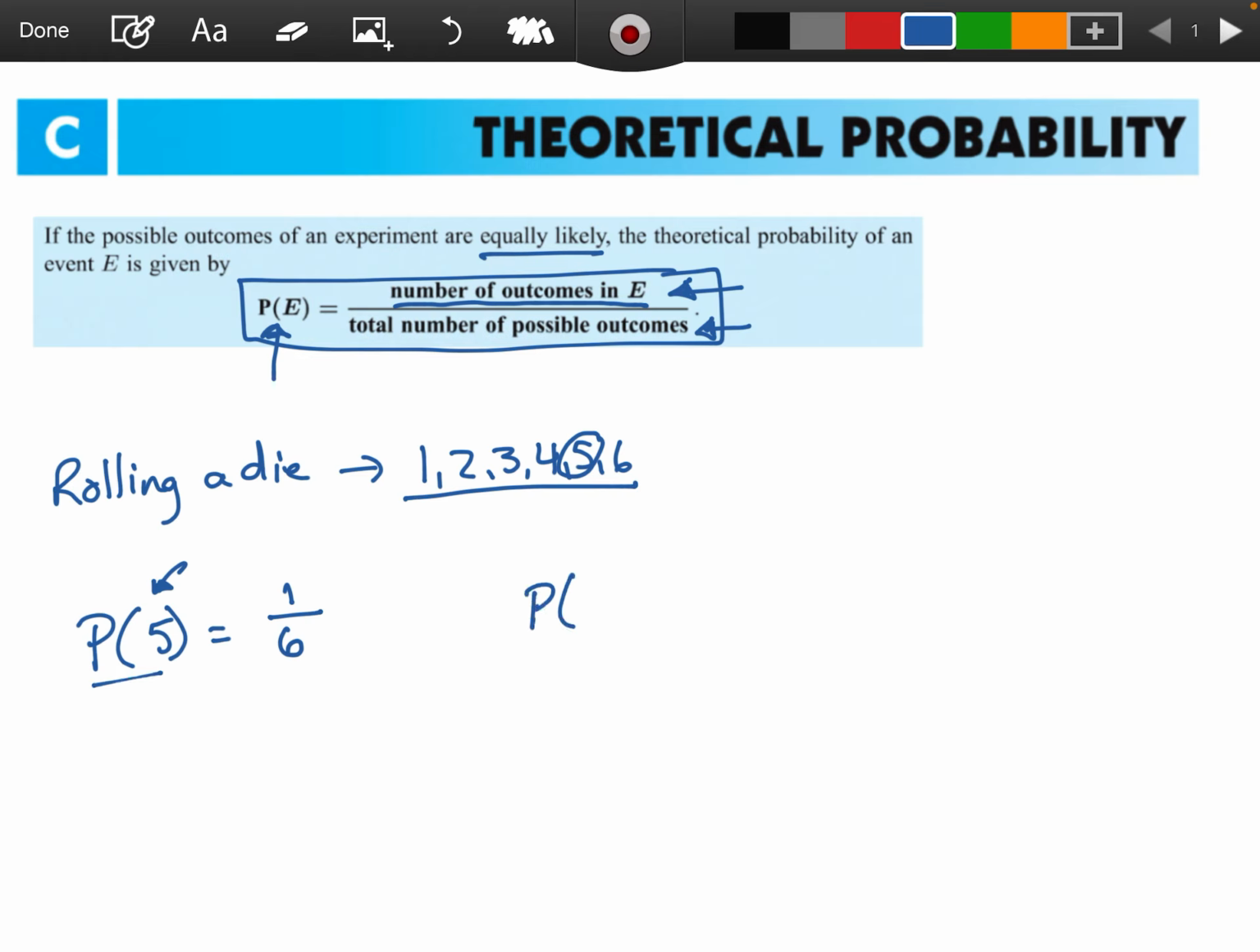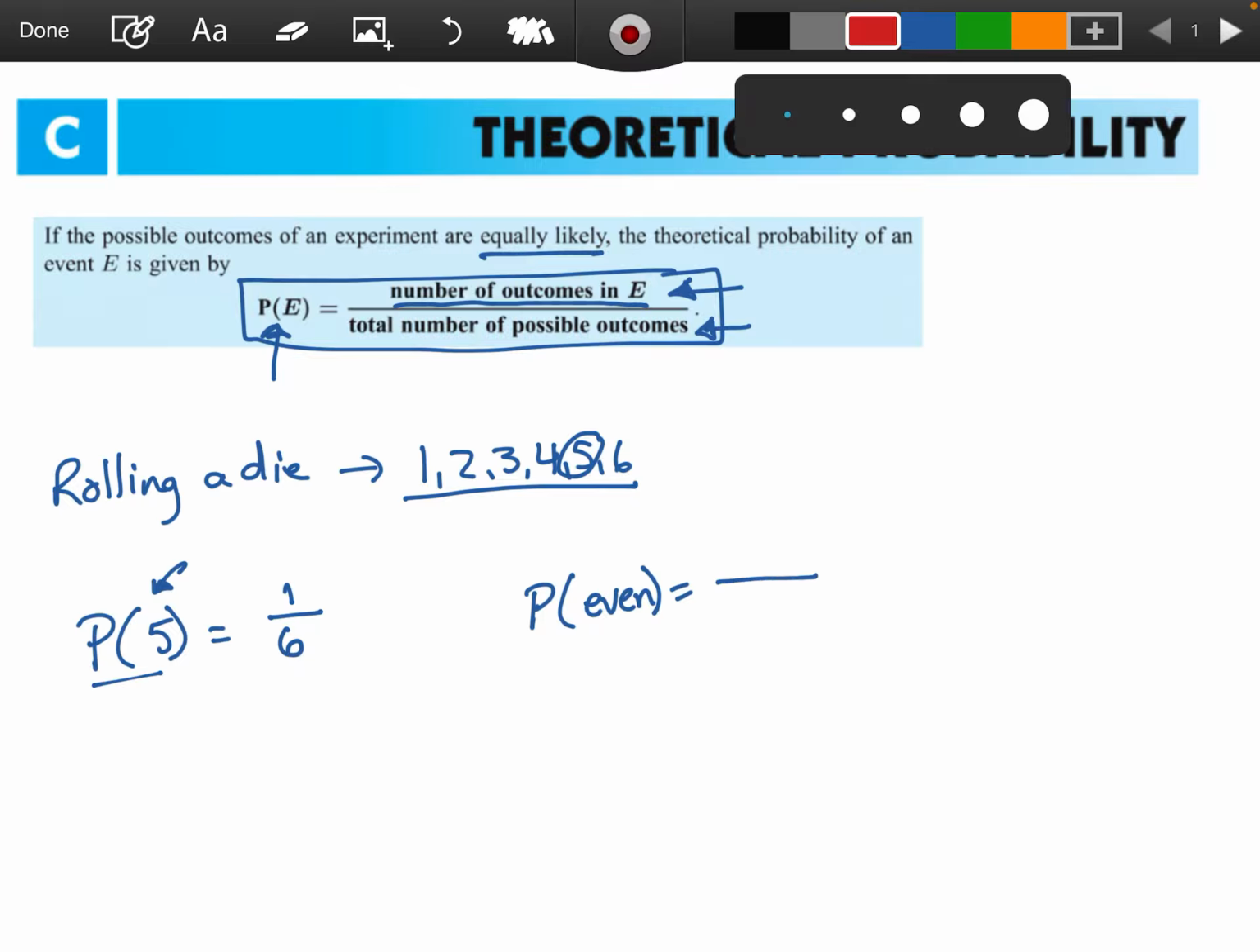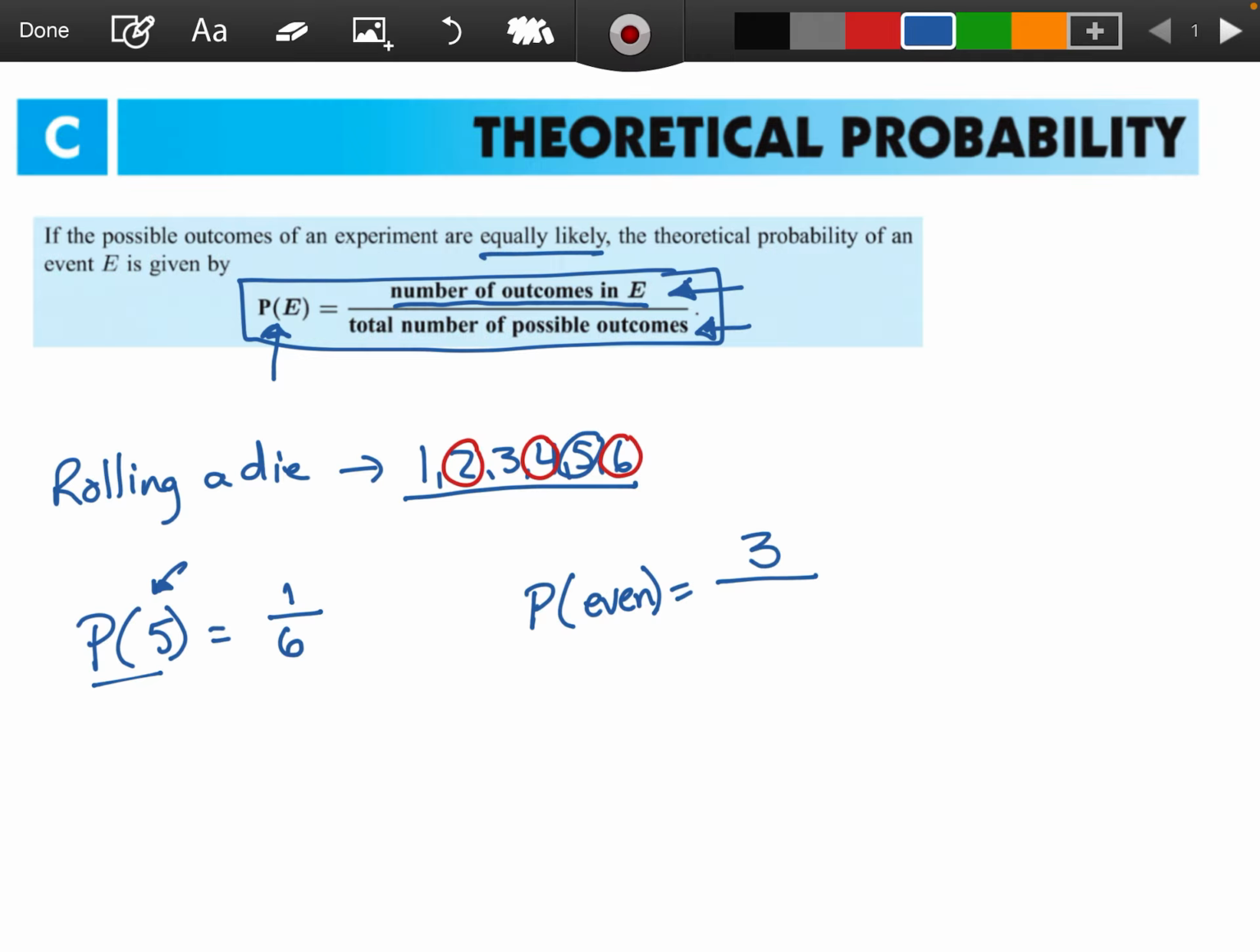If we were to expand that and say the probability of rolling an even number, well, then we would look at the numerator being the number of outcomes that are even. So we have 2, 4, and 6 are all even. So we have 3 outcomes that are in the event that we are after, which is even numbers. And then the total number of outcomes is still 6. So we would generally reduce that to be 1/2. Lowest terms is kind of the name of the game when it comes to fractions. Okay, so let's walk through a couple of examples of this.